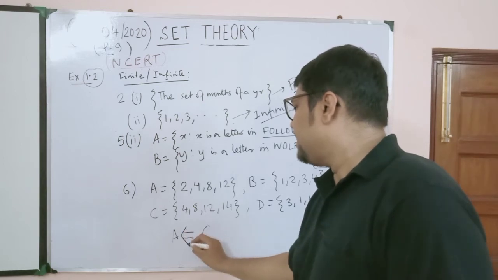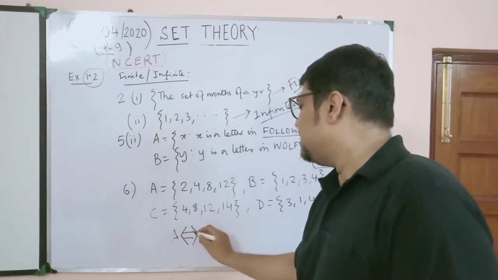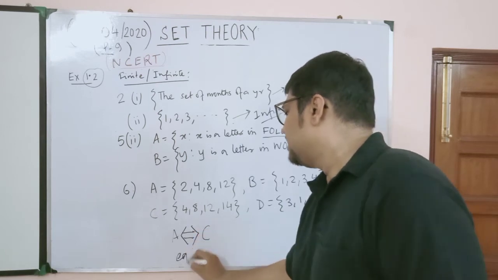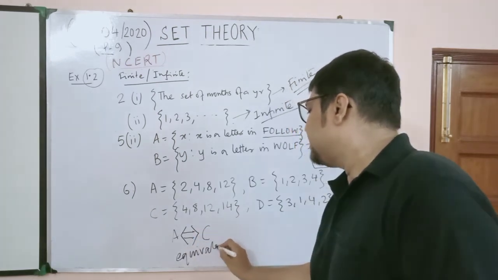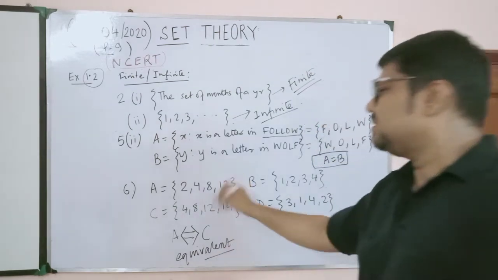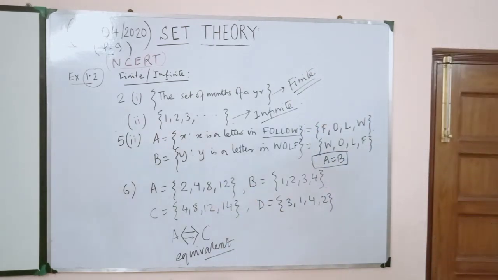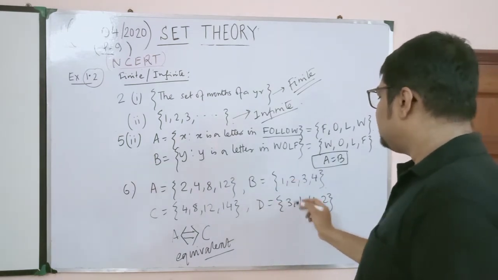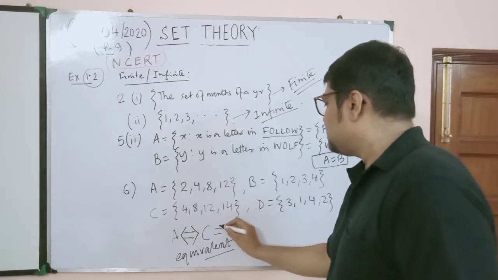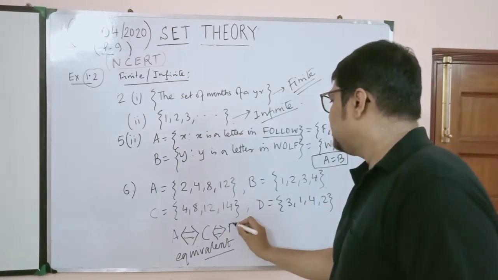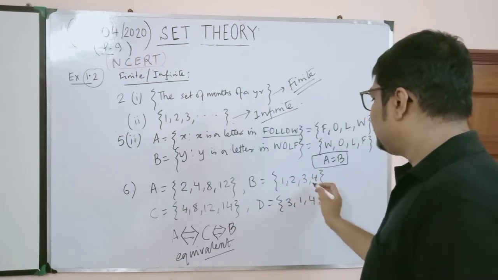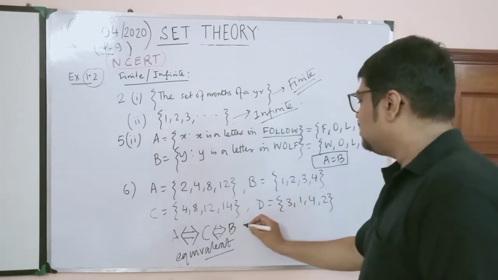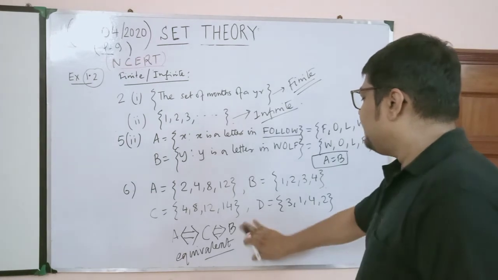But what we can find is that they have the same cardinality. So A and C are equivalent sets. The number of elements in A and C are exactly the same, so they will be equivalent. Now this is also equivalent. These are also equivalent. You can say this is also equivalent to B, because B is also 1, 2, 3, 4, or equivalent to D also. So these are equivalent sets.